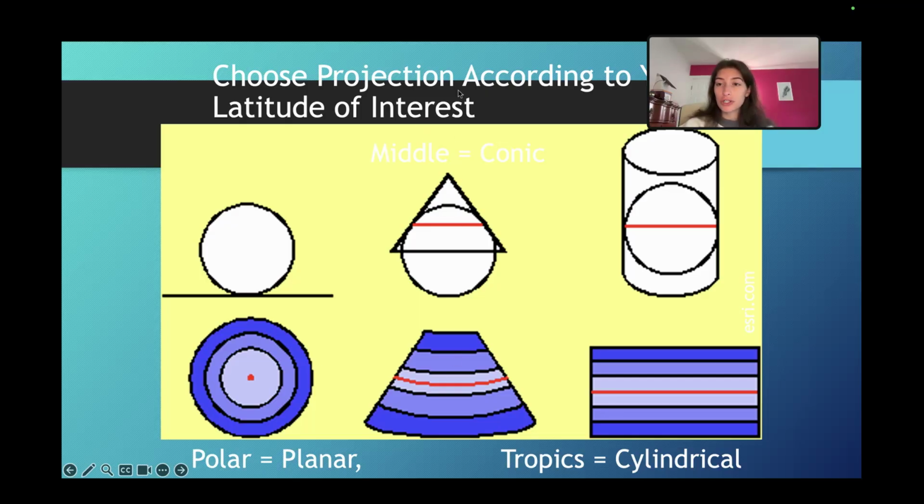For middle portions or middle latitudes, conic, that's kind of like our Tropic of Cancer, Tropic of Capricorn. There's still going to be less distortion. And then for the true tropics, cylindrical, we're minimizing distortion there as well. So this is kind of where that rule of thumb comes from.